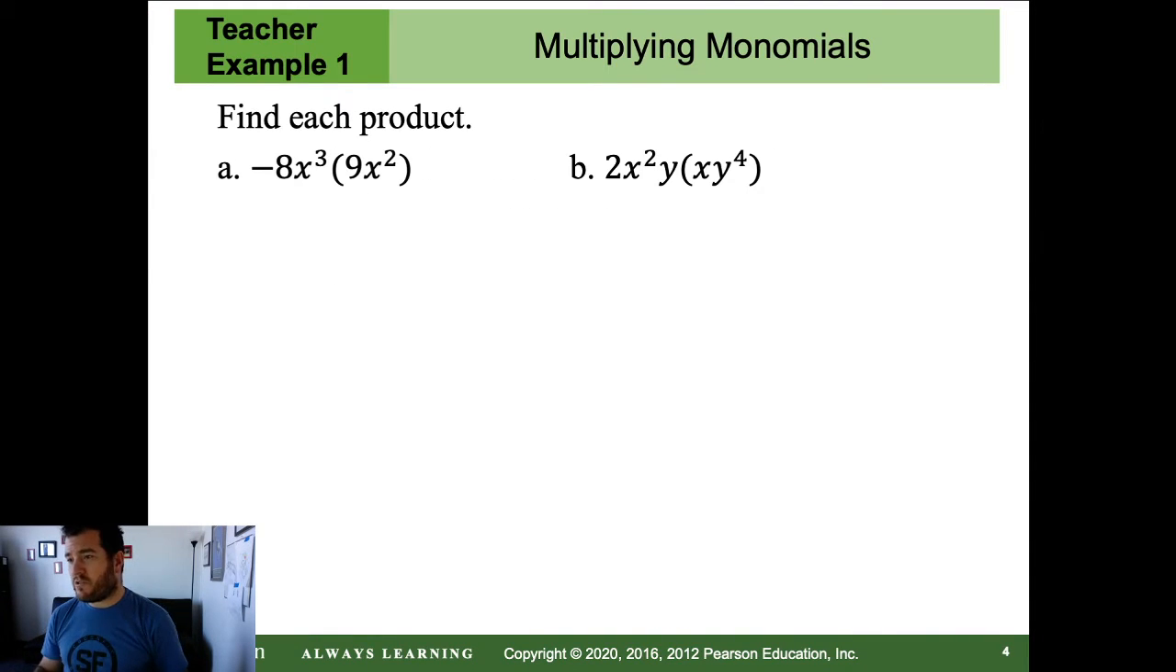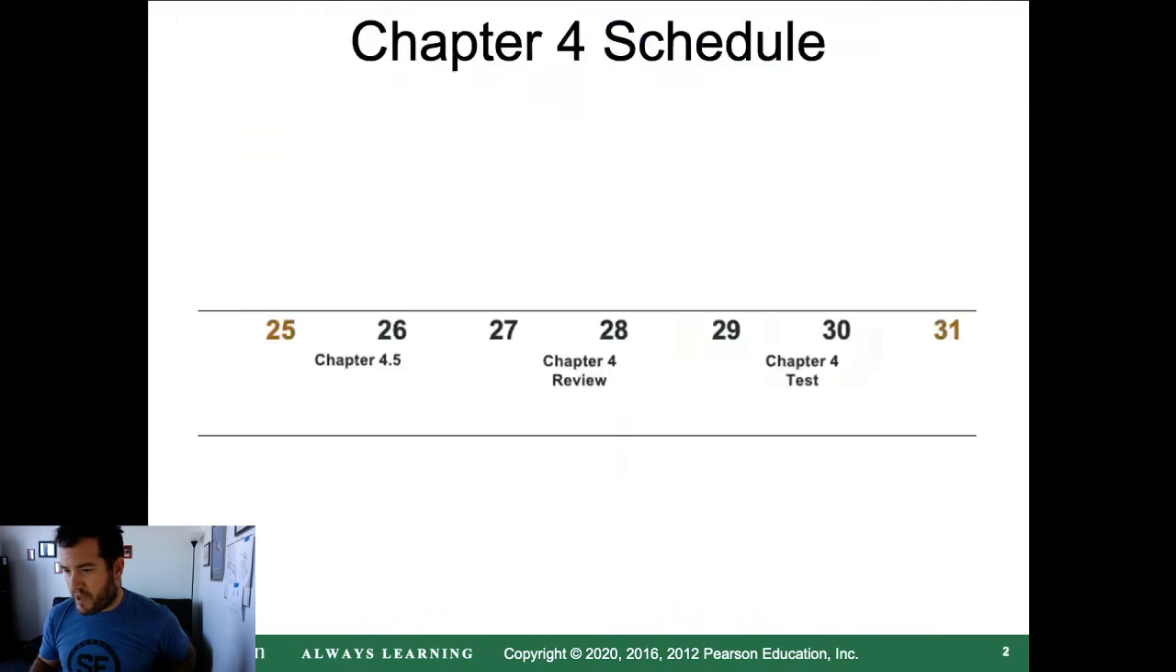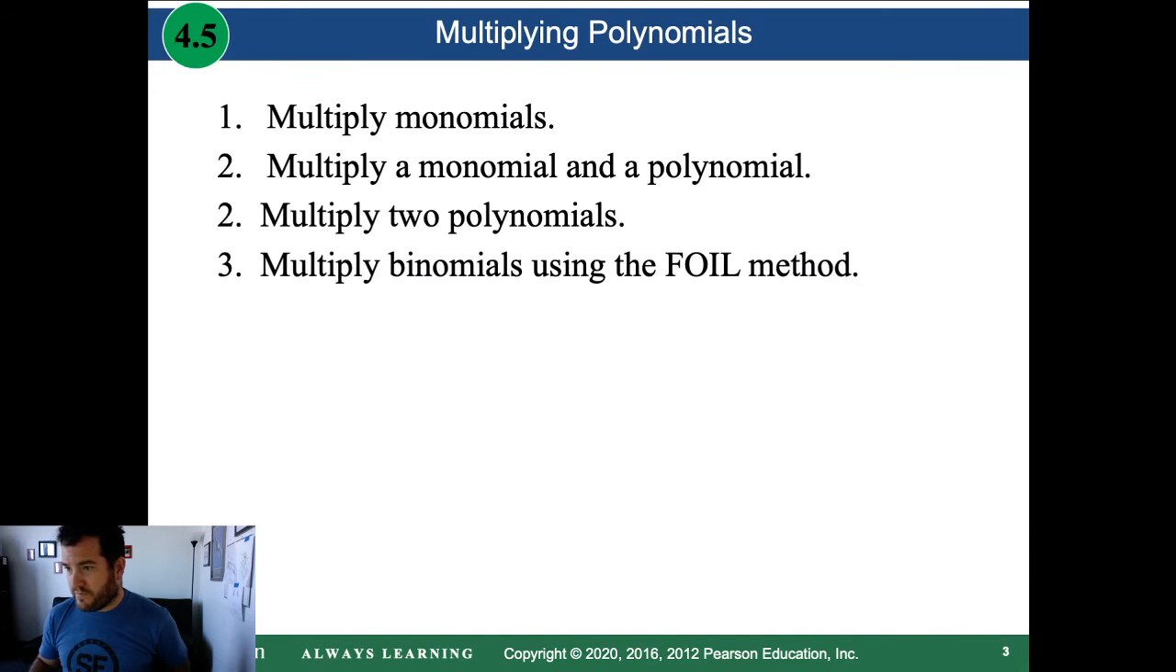Okay, so we're talking about multiplying monomials here. Let me make sure I got my pen. Just kidding, that wasn't the right button at all.